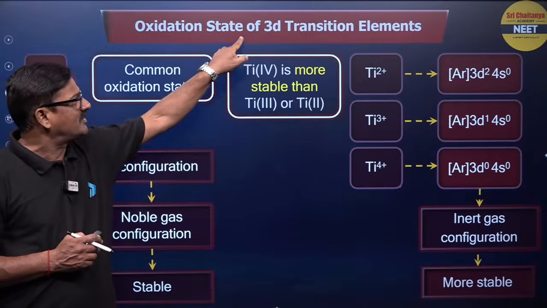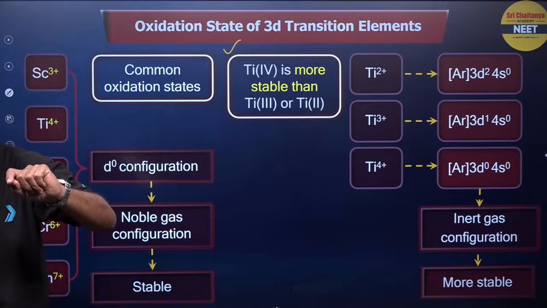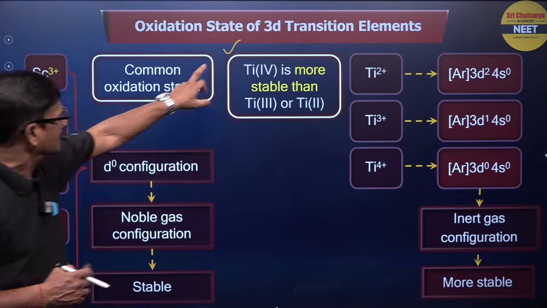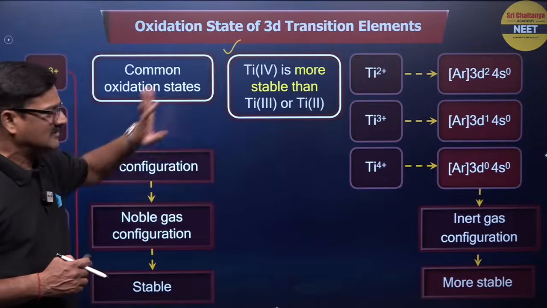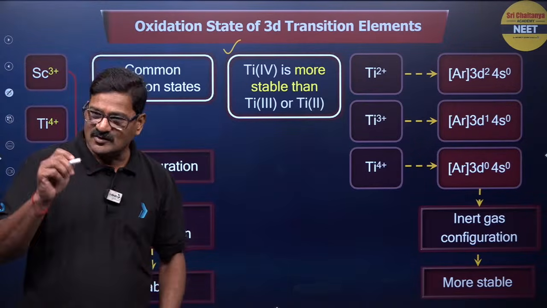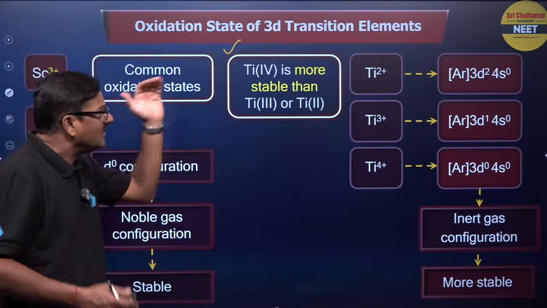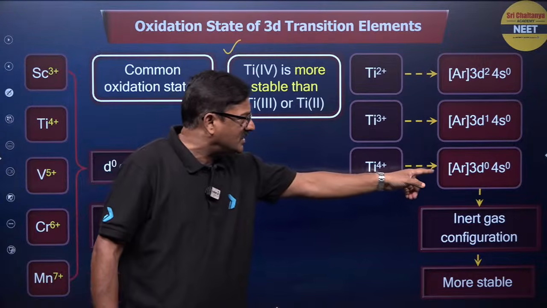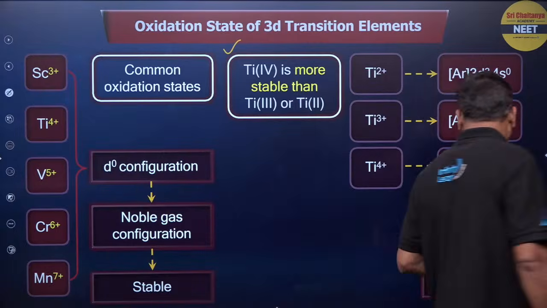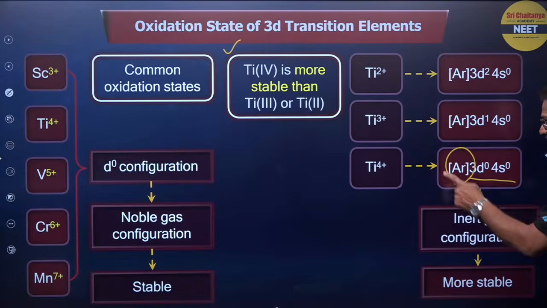So statement type questions. My dear children, just see, this is a statement. That is a noteworthy point. Take a pen and paper and directly write it. Because in titanium 4+ the configuration is d0 4s0, equal to the inert gas configuration of argon, and more stable. Is it understood, beta?